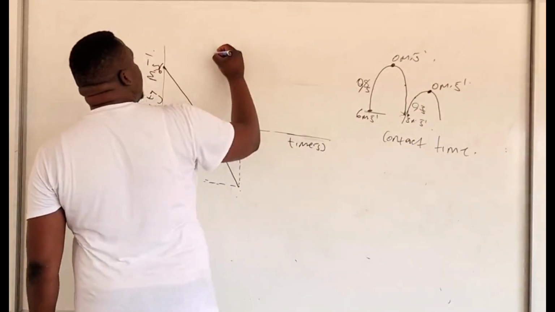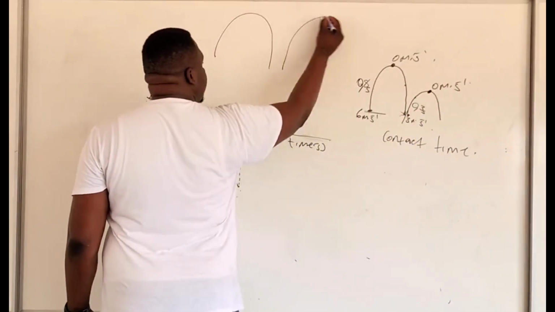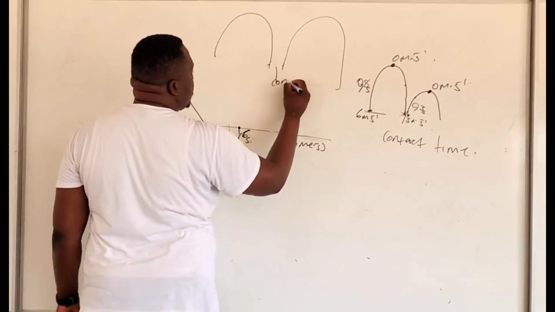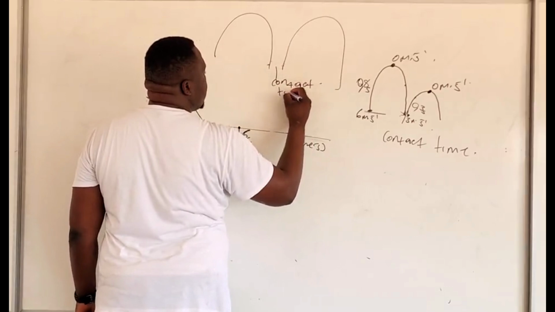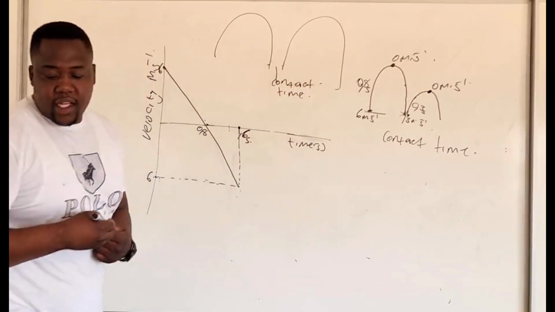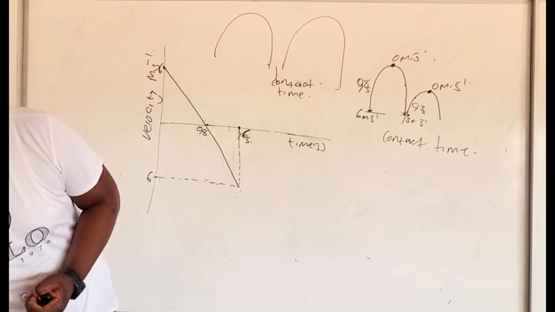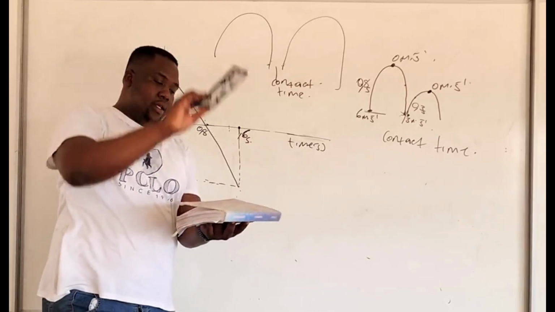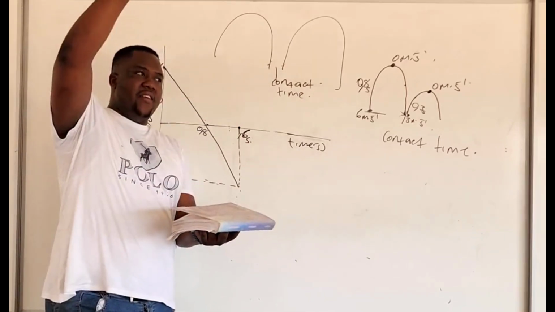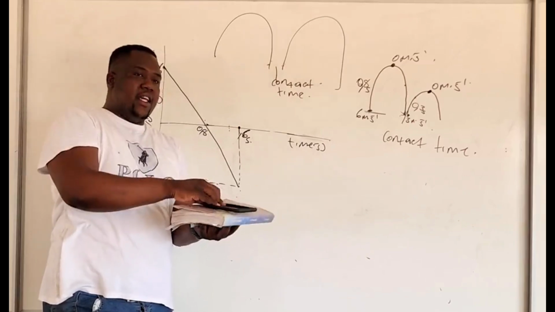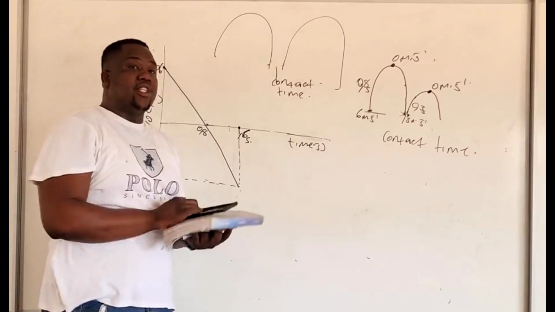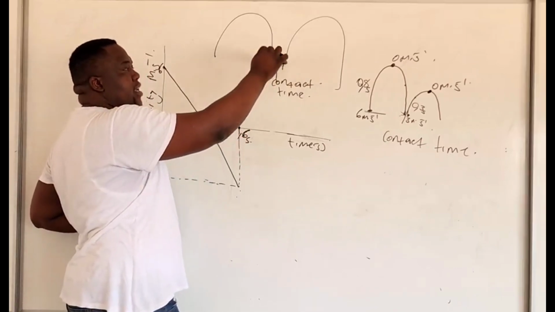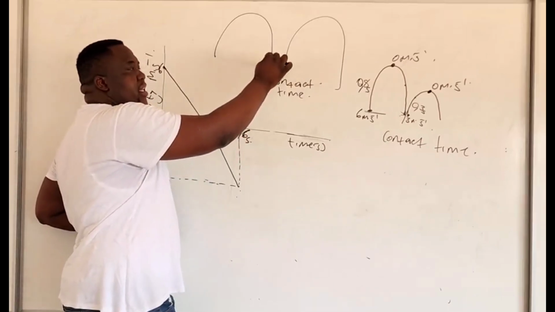Whenever you see a position-time graph like this, and there is a space, this represents contact time. What is contact time? This is the time an object was in contact with the ground. You know that if I throw this, it will touch the ground and leave if it is bouncing. So it means this is the time where the object was touching the ground.